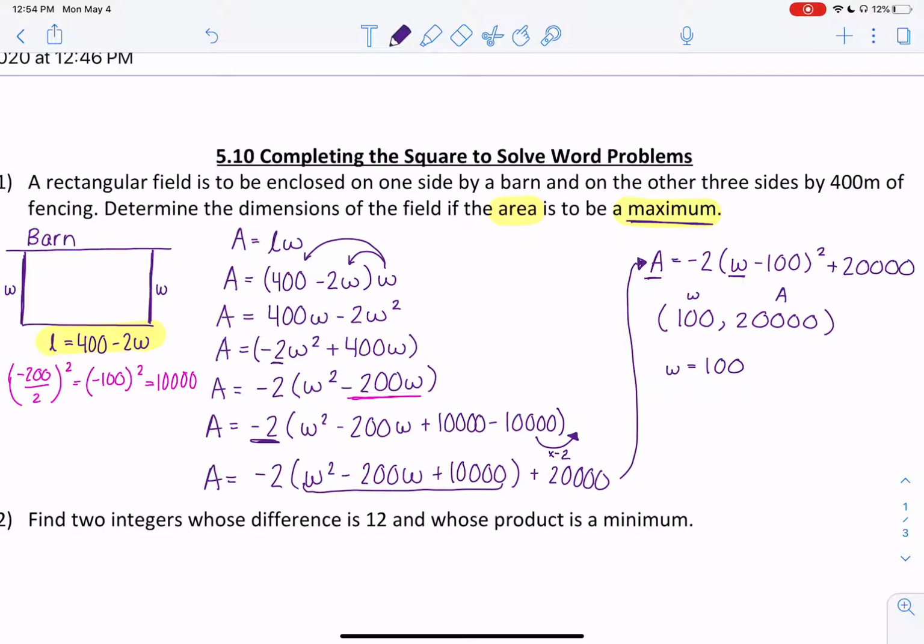So we're going to use that to find our length. So length will be equal to 400 minus 2 times 100, 400 minus 200. So our length that will give us our maximum is 200. And if you remember from grade 9, that makes sense because for a three-sided rectangle, our length is always double our width. So in grade 9, you would have just been given that three-sided rectangle, okay, length is double my width. But in grade 10, we can actually figure it out.